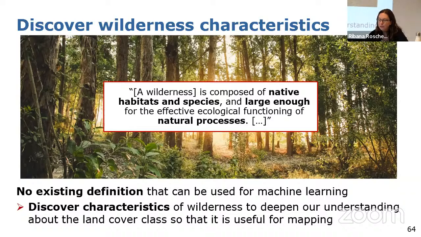So we intend to use explainable machine learning to discover characteristics of wilderness to deepen our understanding about the land cover class so that it's useful for mapping. In the beginning, we had the ambition to find a definition for wilderness. And now we realized after working on it a little bit that we should first understand a little bit more about it, and then maybe we might come up with the definition at some point.